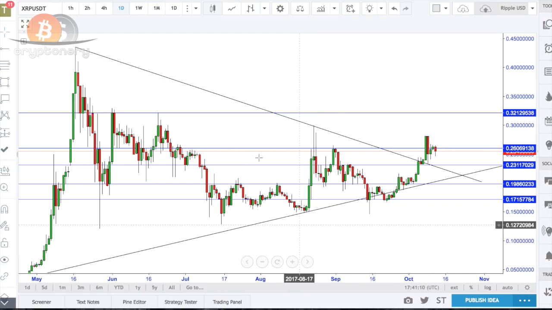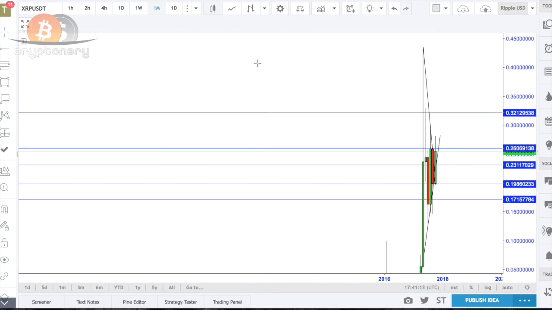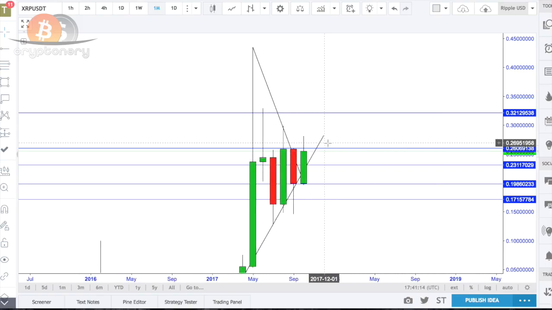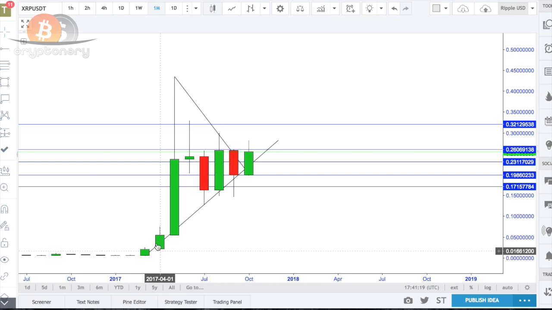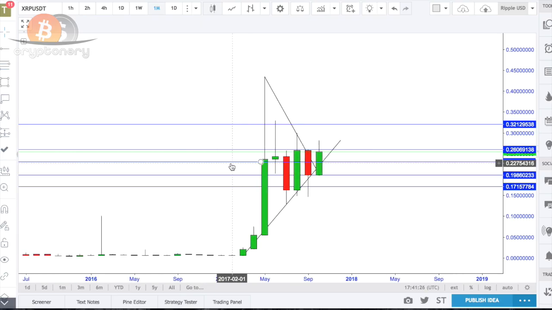So what we'll do is, we'll go straight to the 1 month chart. Now, what this means is every single month, a new candlestick is formed. Every single one of these is a month's worth of data. So what I'll do is, I'll zoom this out a bit.